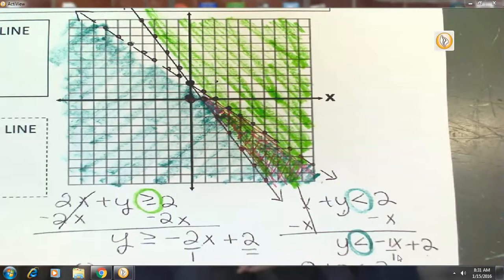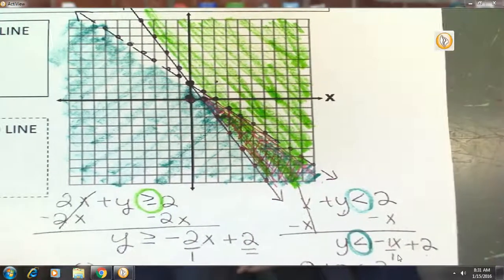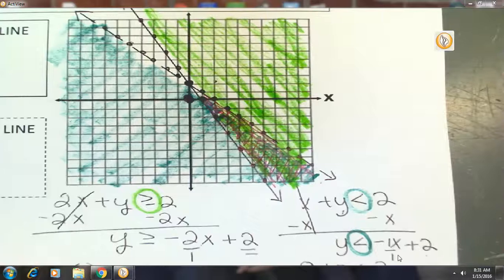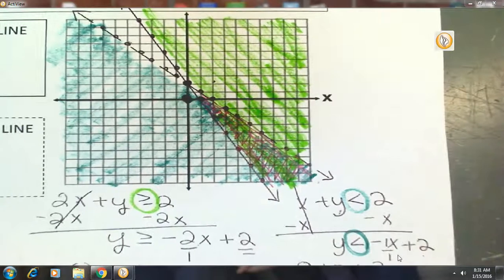I want you to hang on to this. This is going to be something we're going to tape into our notebooks, and we'll do that at the end of the hour. We're going to go ahead and look at some more problems now. I've got a handout for you. We're going to do these together.